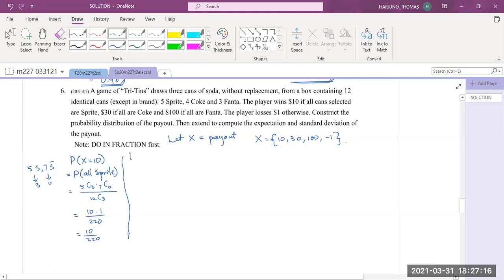Probability that the payout is 30 is the same as the probability that all of them are Coke. There are 4 Coke, which means the other 8 are not Coke, right? So that's 4 choose 3 times 8 choose 0 over 12 choose 3. 4 choose 3 is 4, 8 choose 0 is 1, over 220. That's 4 over 220.